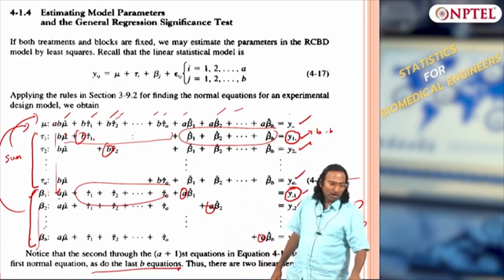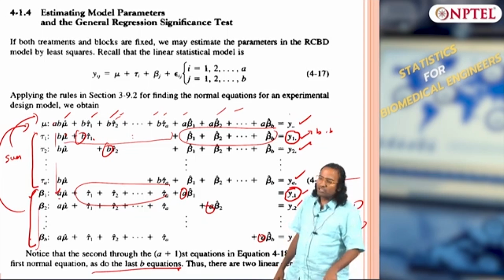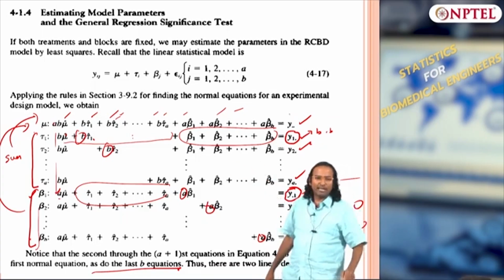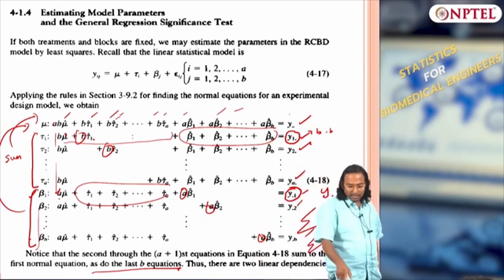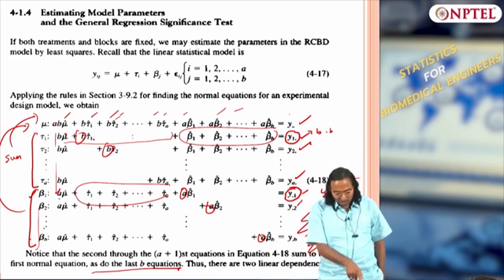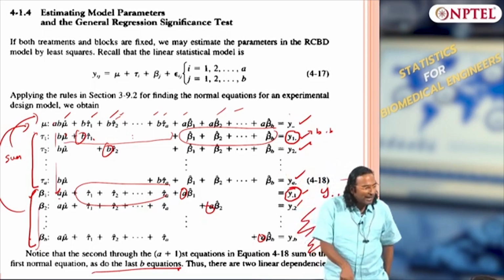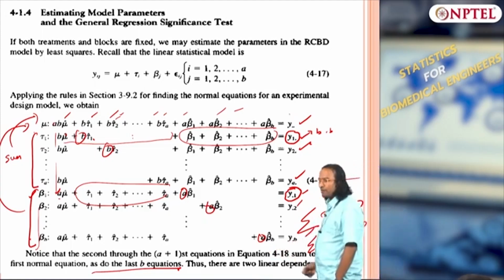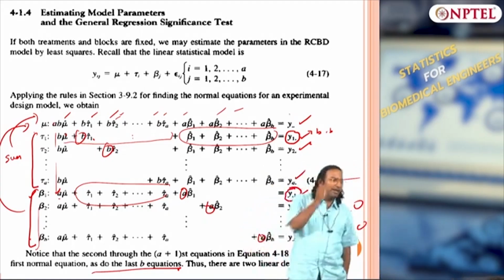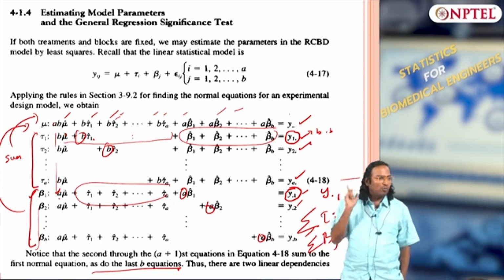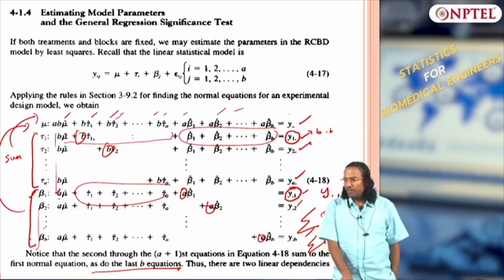And tau 1 hat, how many times is it present in y dot dot? B times. Tau 2 hat also will be present B times, and betas will be present A times, the number of rows; that is what we have, okay. Then for the second equation, mu will be present how many times? For tau 1 it will be B times, and the betas will be present only once. So this is the left hand side of the equation, okay.